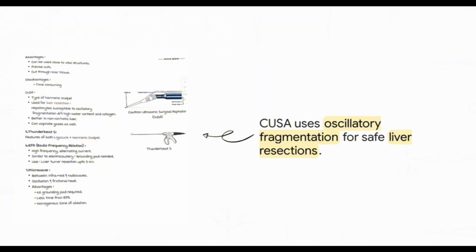CUSA is considered the absolute gold standard device for liver resections. Why liver? Because liver cells, hepatocytes, have extremely high water content and collagen. They are incredibly susceptible to the ultrasonic oscillatory fragmentation that CUSA produces. So it literally blasts away the soft liver parenchyma while magically leaving the tough, fibrous bile ducts and blood vessels totally intact so you can ligate them safely. Just remember, it works significantly better in a healthy, soft, non-cirrhotic liver.